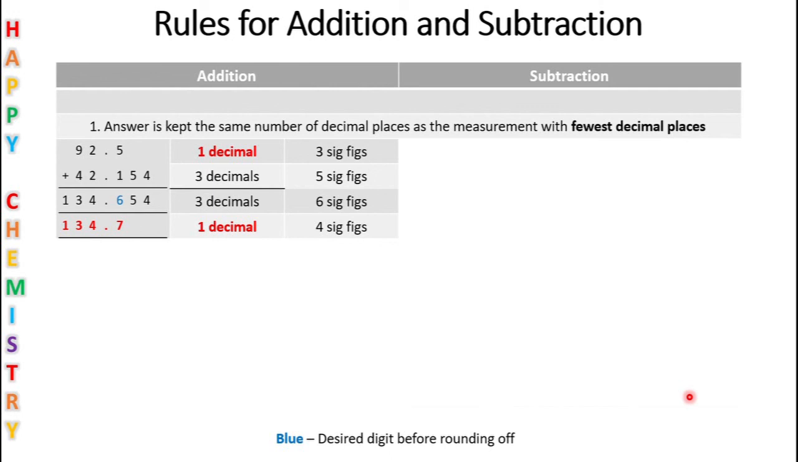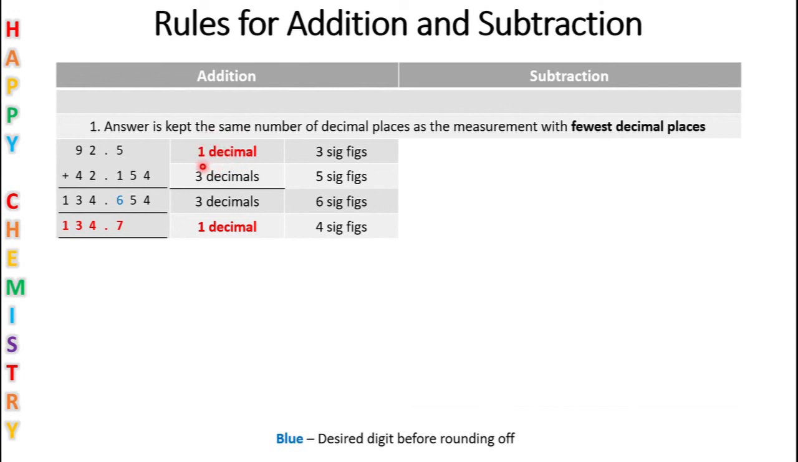We will look at an example for addition. 92.5 is added to 42.154. The answer is 134.654. 92.5 has one decimal place. 42.154 has 3 decimal places. Therefore, the answer should only have one decimal place.